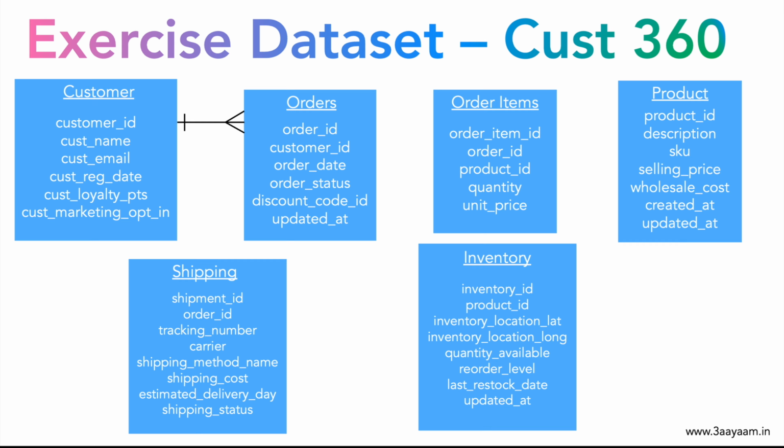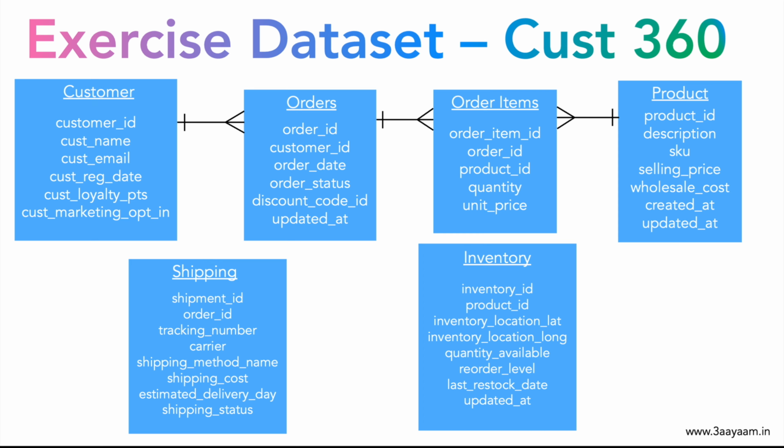Between customer and orders, there is a one-to-many relationship using the customer ID. A single customer can have multiple orders, and a single order can have multiple order items. So that's why the orders and order items will have a one-to-many relationship using the order ID. A single product can be there in multiple order items. That's why the relationship between product and order items would be one-to-many, and the key would be product ID.